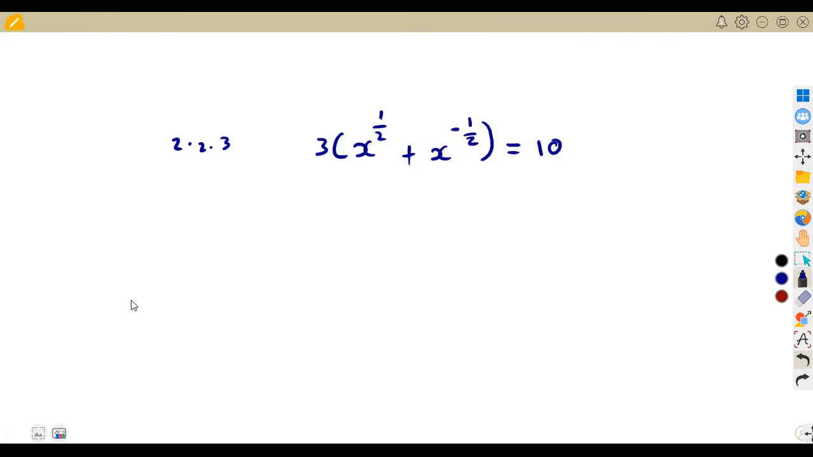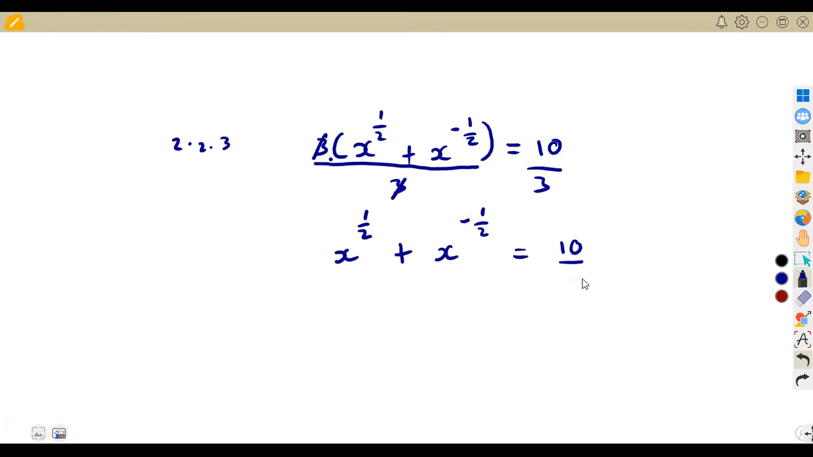On this one, I think there are so many ways that you can use to solve this equation. If you are confused because of this 3, you can remove it because it's multiplying. You can just divide both sides by 3 so that you can properly work with what you understand. This is x to the exponent of a half plus x to the exponent of minus a half, which is equal to 10 over 3.